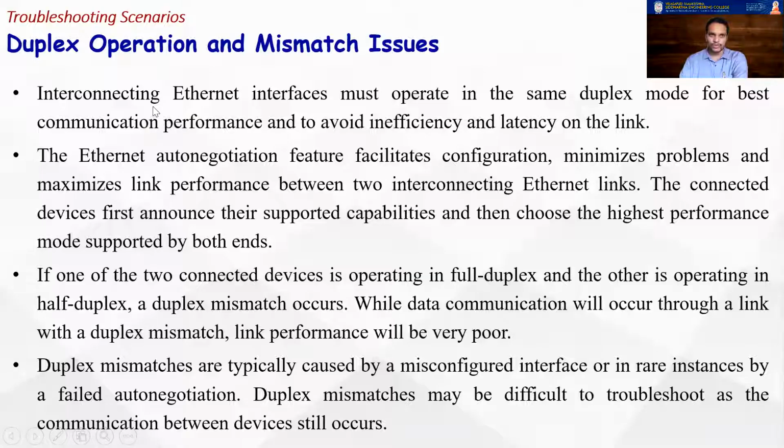There are other scenarios. We have to make sure that duplex operation and mismatch issues do not happen, because the auto negotiation feature does take care of most of your problems, but if it is not set, you need to make sure that both the ends are working properly. You can't have one side of the connection in full duplex mode and the other side in half duplex mode. It usually gives rise to a lot of other issues.